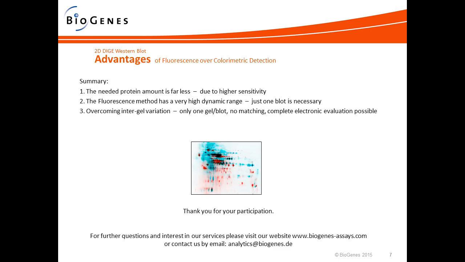In summary, the advantages of fluorescence over colorimetric detection are, first of all, the needed protein amount is far less. This is due to the high sensitivity. Second of all, the fluorescent method has very high dynamic range. Therefore, only one blot is necessary. Third, overcoming intergel variation. Not only one gel or blot is necessary. Also, there is no matching necessary, and a complete electronic evaluation is possible.